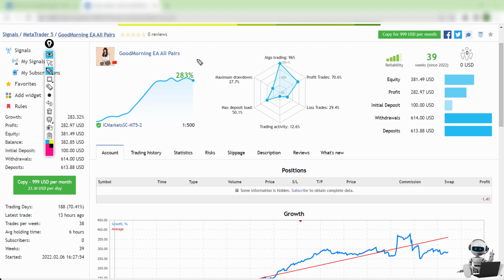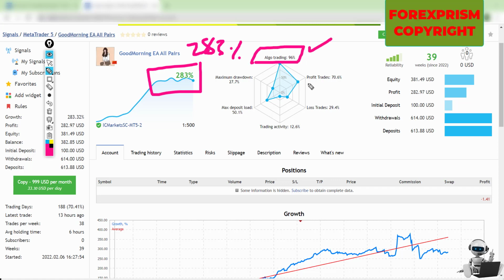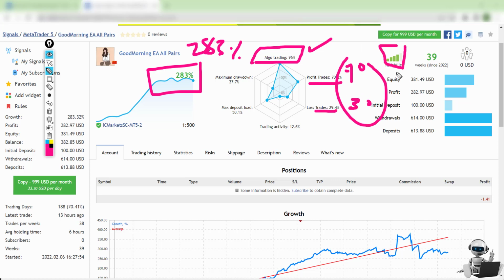And for the live result, we can see the profit gain. We have 283%, very impressive. 96% trading algorithm. Win rate is 70%, losing rate is only 30%. These are good key factors. Reliability is 4 and maximum drawdown is 27%.